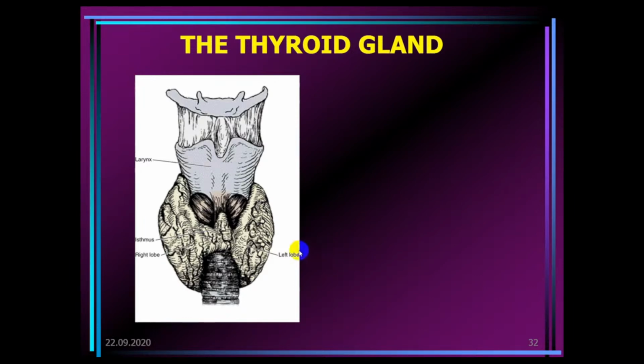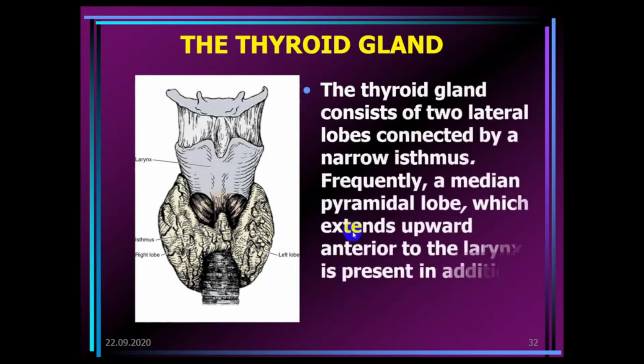The next organ which I want to tell you about is the peripheral endocrine organ, the thyroid gland. This gland is located anatomically on the front of the trachea and constitutes two lobes and a narrow isthmus between them.